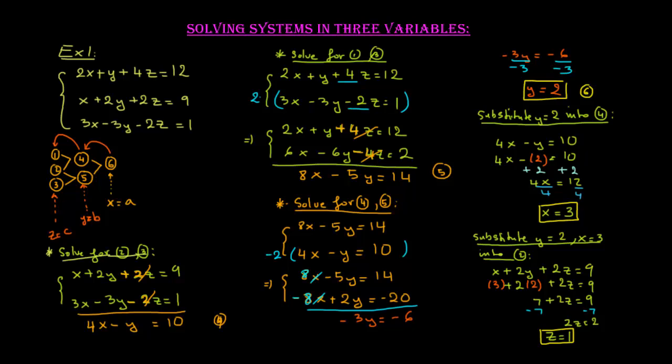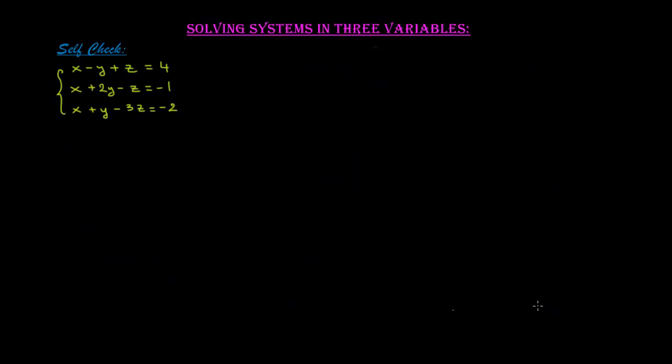Again, like the 2 by 2 system, you have to write your answer in x, y, and in this case x, y, z order. So this would be 3, 2, 1, my solution for the 3 by 3 system. 3, 2, 1. Alright, now it's your turn. Go ahead, do the self check.